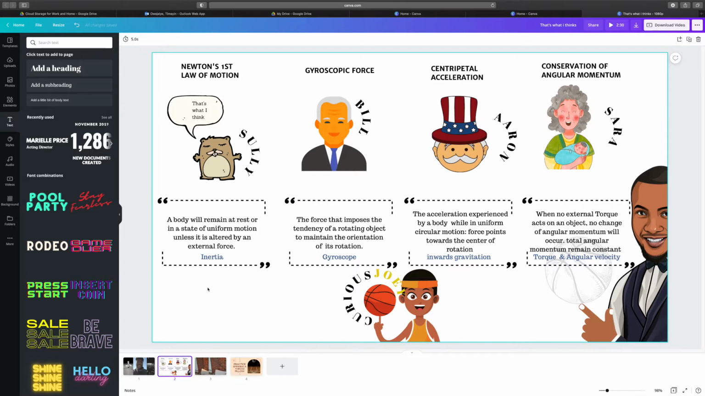Let's go over to Sarah. Sarah has a more wholesome, all-round perspective. She thinks that it is due to the law of conservation of angular momentum, which basically says that when no external torque acts on an object, no change of angular momentum will occur. The total angular momentum remains constant. So this is talking about torque and angular velocity.